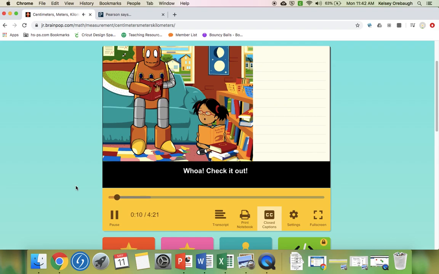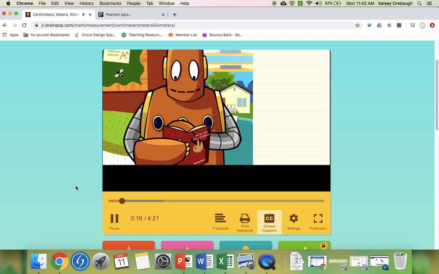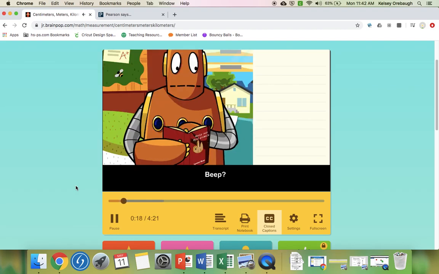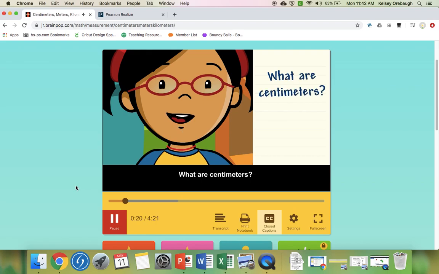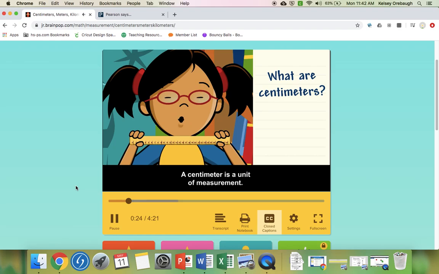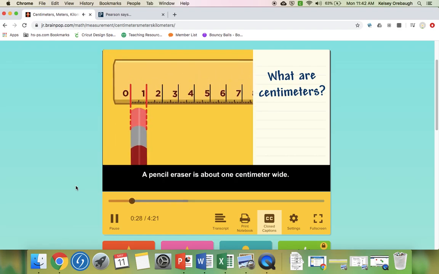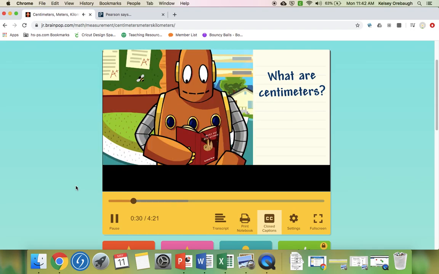Whoa, check it out! The smallest snake in the world is only about 10 centimeters long. What are centimeters? A centimeter is a unit of measurement. A pencil eraser is about 1 centimeter wide.